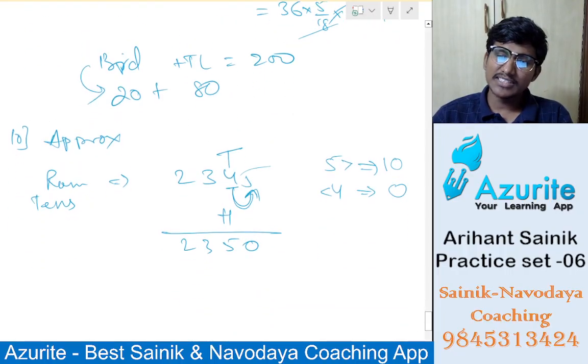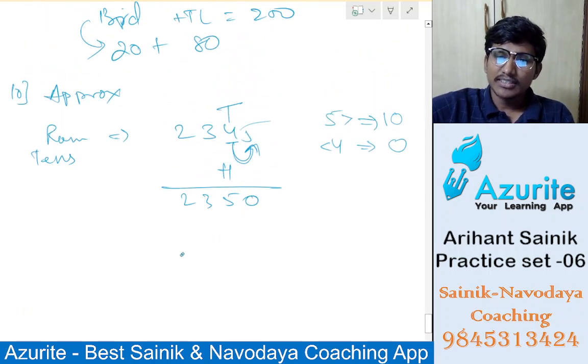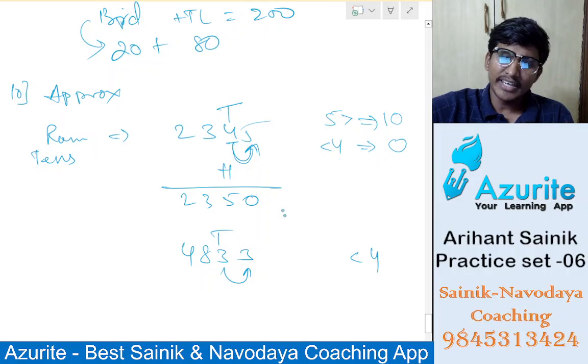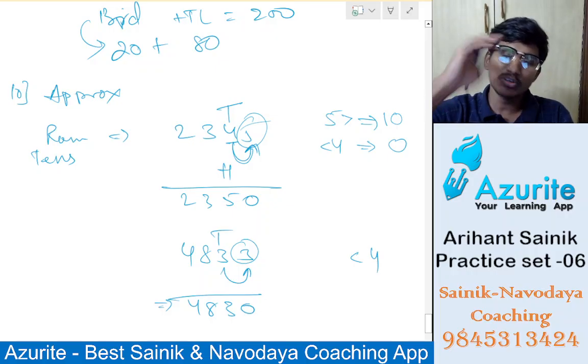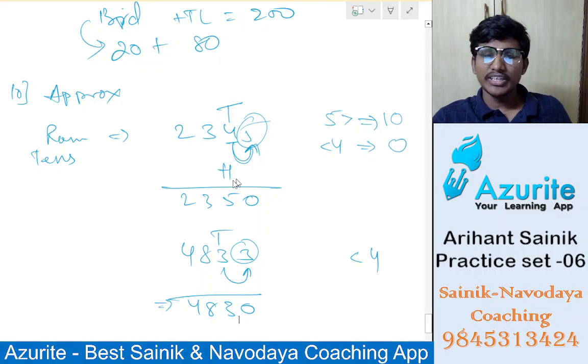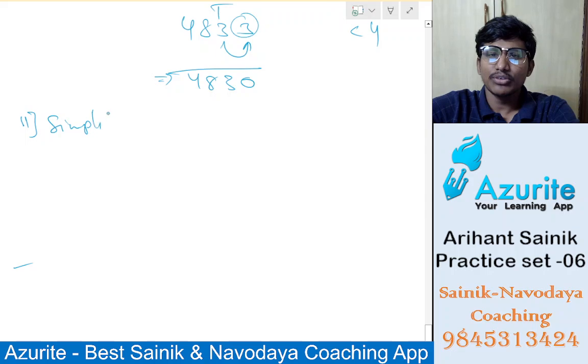If it is less than 5, how do we do? Like this, 4, 8, 3. If they ask for the tens digit, the digit after it is 3, which is less than 5. So we have to make it 0. So 4, 8, 3, 0. Like that. Approximation is easy. Rounding off. Next, after that is simplification. What do we have to do in simplification?